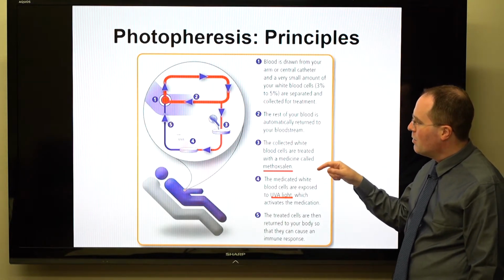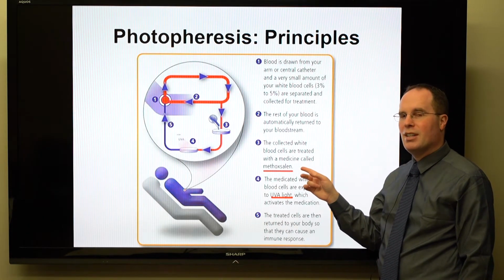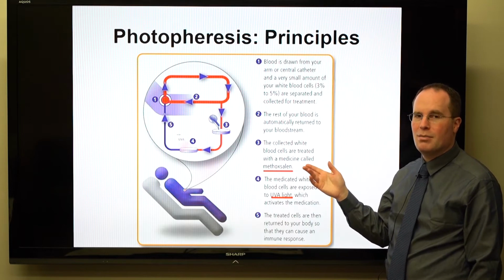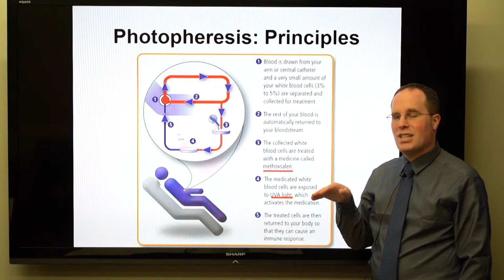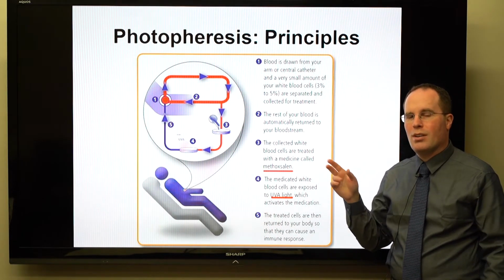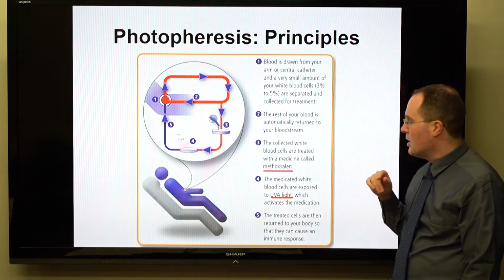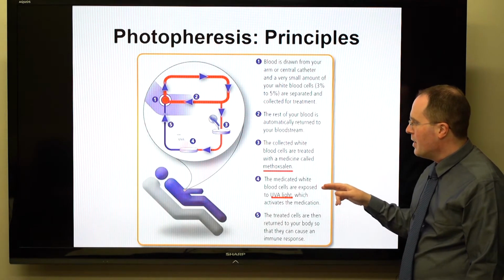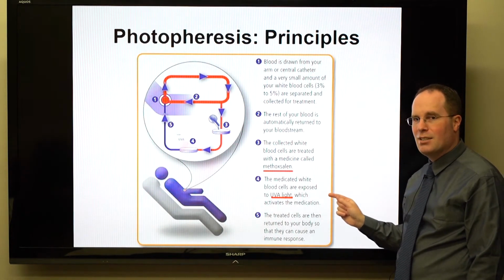And then these collected white cells are treated with something called methoxsalen, or 8-methoxypsoralen. As we'll see in a minute, this is a photosensitizer. The larger class is called psoralens, so we'll put a photosensitizer on these white cells. That's step 1. And then step 2 is expose these medicated white cells to UVA light.